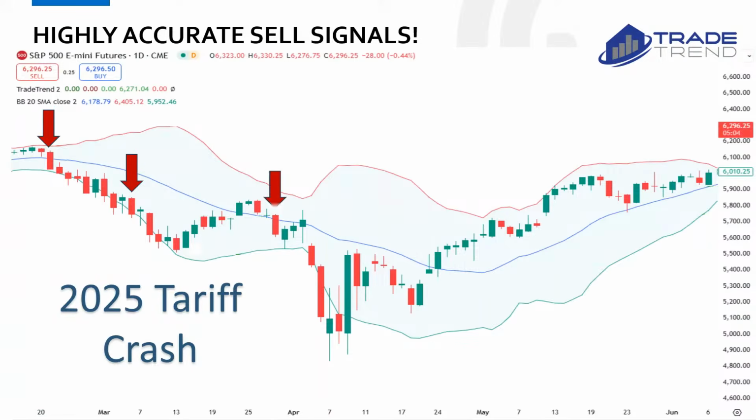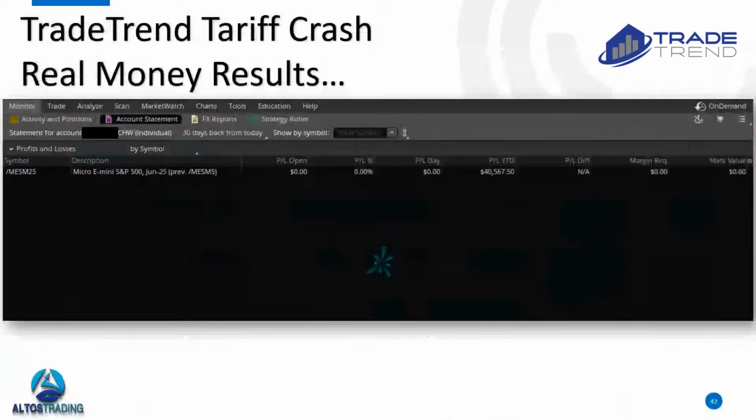Okay, there they are. And then it gave us a buy signal on April 9th when we got that huge rebound and ultimately returned back up to that initial sell-off level. There's the slingshot. So I traded this during the tariff crash. This is just one of my positions. So here I'm just using the slingshot and the trade trend indicator on the micro S&P futures.